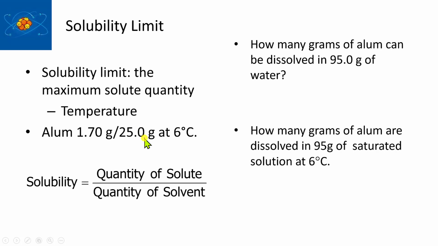Solubility limits can be done other ways too. They can be done for liquids, for example, but typically the way we're most commonly thinking about them is grams and grams. But for liquids, sometimes they're done in volumes, and sometimes they mix masses and volumes. So you have to be careful and make sure you understand what the solubility limit is referring to. Okay, so in this example, solubility is the quantity of solute that will dissolve in a solvent. It says how many grams of alum can be dissolved in 95 grams of water.